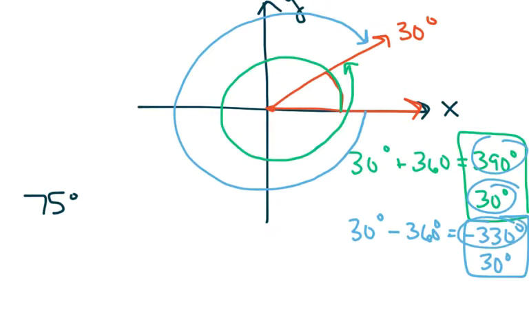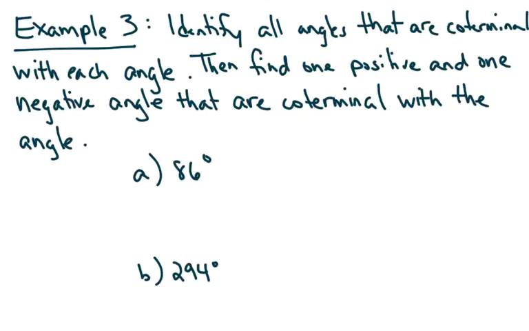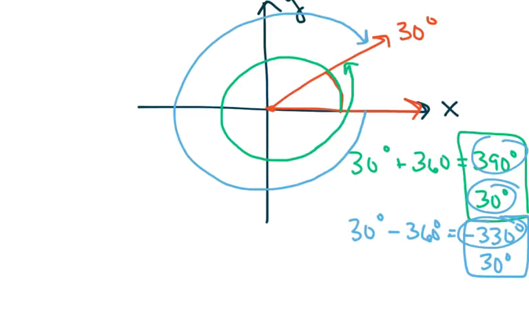And you can keep going around in a circle either clockwise or counterclockwise and keep getting really larger numbers or smaller numbers that land in the same location. So it's very easy to find coterminal angles because if you think back to this problem again, all I did was either add 360 or subtract 360.